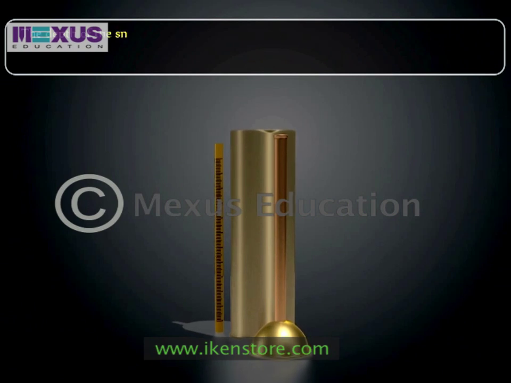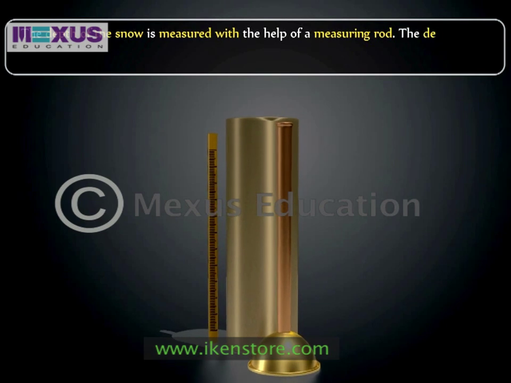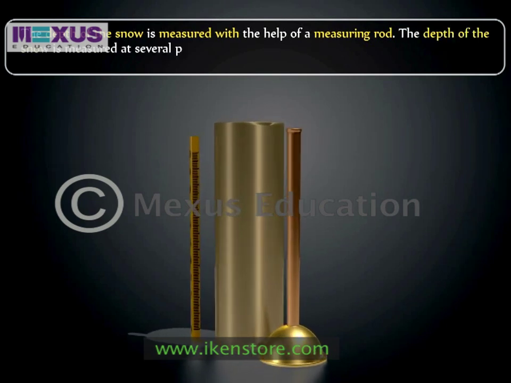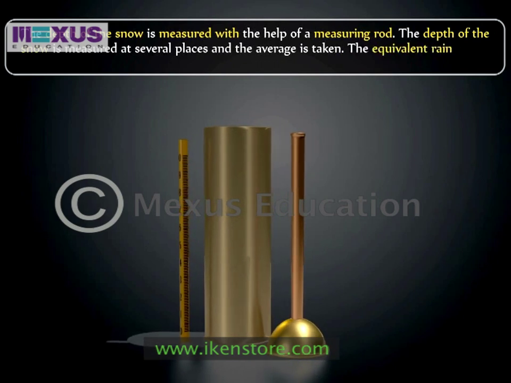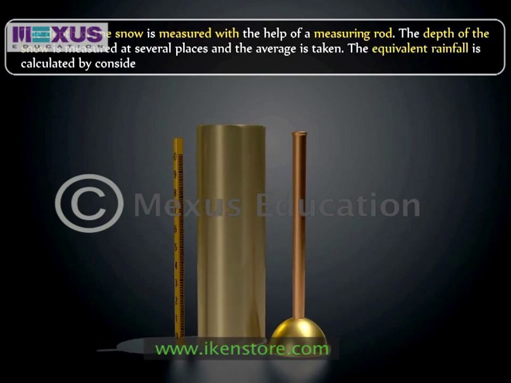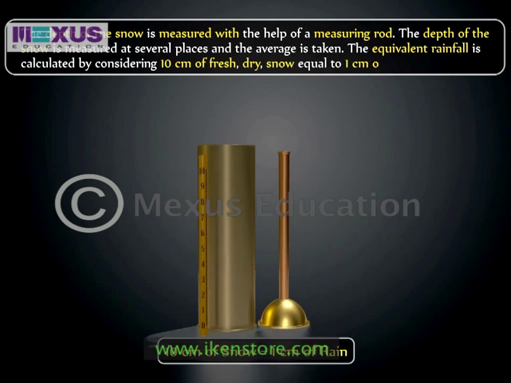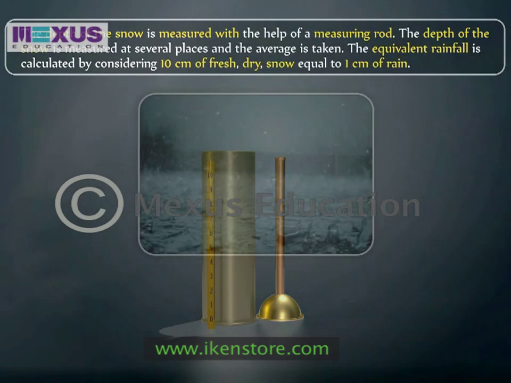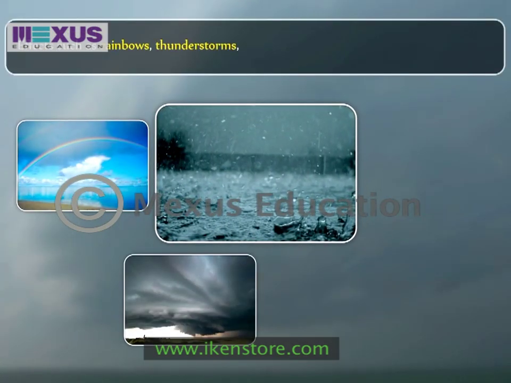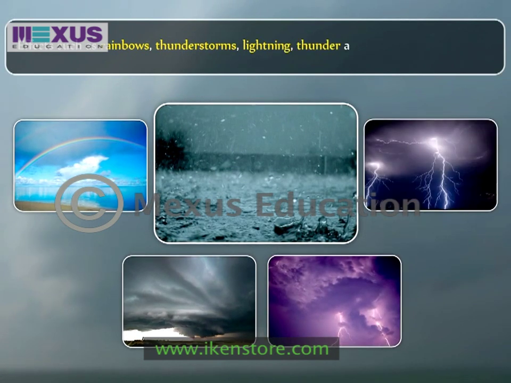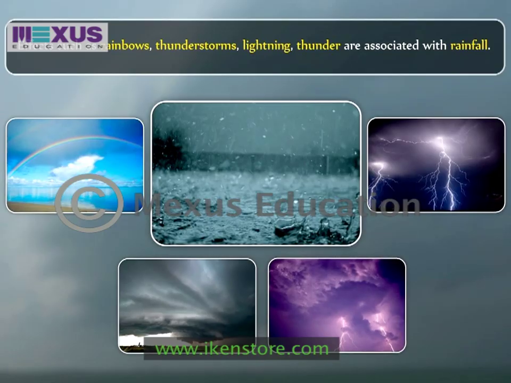The depth of the snow is measured with the help of a measuring rod. The depth of the snow is measured at several places and its average is taken. The equivalent rainfall is calculated by considering 10 cm of fresh, dry snow equal to 1 cm of rain. Effects such as rainbows, thunderstorms, lightning and thunder are associated with rainfall. Let's take a quick look at them.